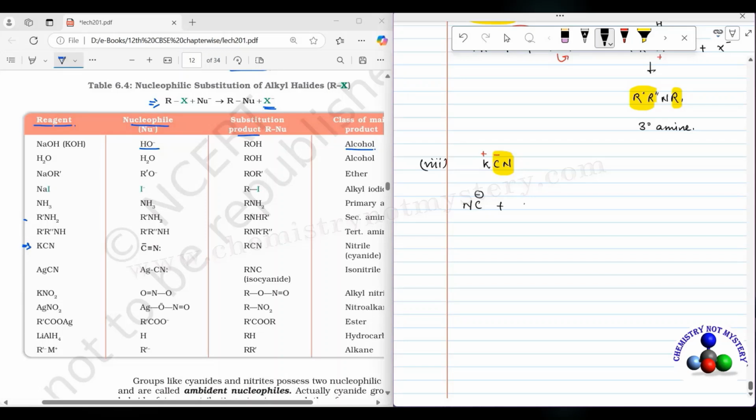When it reacts with alkyl halide, this negative charge of carbon will make a bond with the alkyl group and the halogen is removed in the form of halide ion. So here you will get CN bonded to the alkyl group, and the halogen is removed in the form of halide ion. Carbon is bonded to the alkyl group. This is cyanide, or the other name is alkyl nitrile.